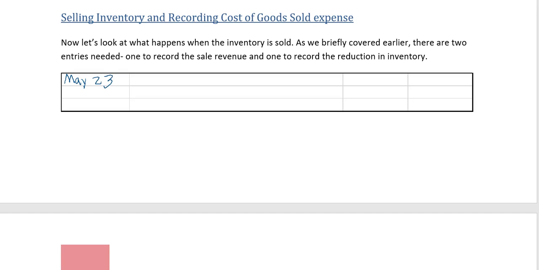Once again, making up a date and numbers here. The main thing to review is, of course, the accounts. So cash will be our debit, sales revenue our credit. I'm going to say $200.